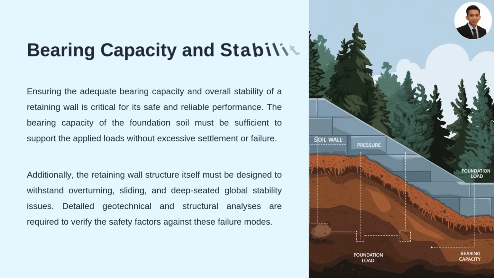Key stability checks. Number 1. Overturning. Lateral earth pressures create a moment that can cause the wall to tip over. The resisting moment from the wall's weight and base slab counteracts this. Number 2. Sliding. The horizontal force exerted by the soil can push the wall outward. Friction between the base slab and foundation soil, as well as passive resistance from the soil, provide stability.